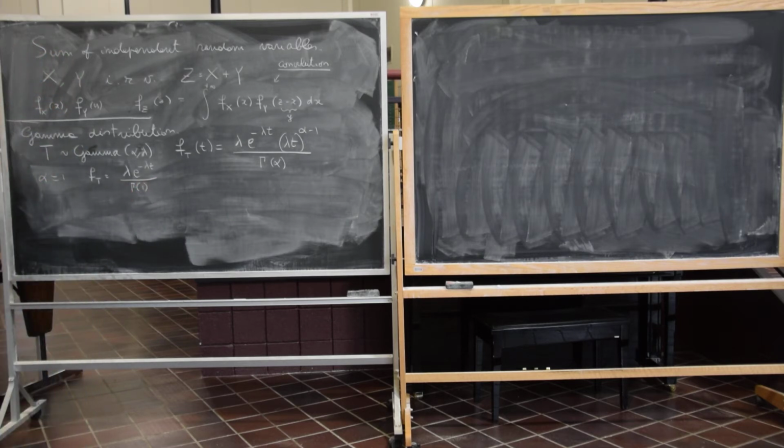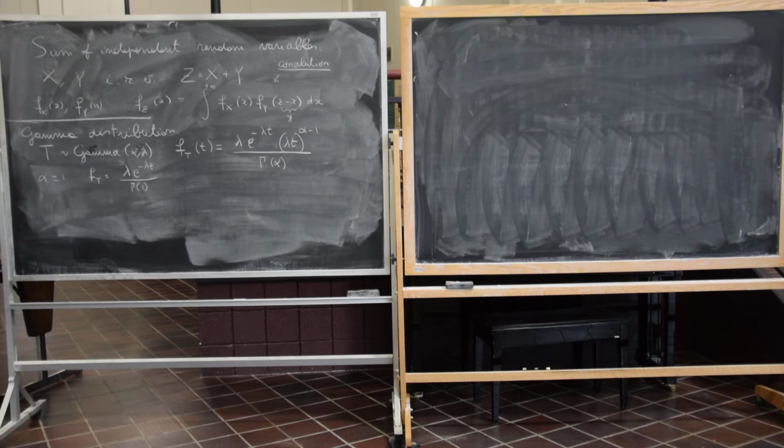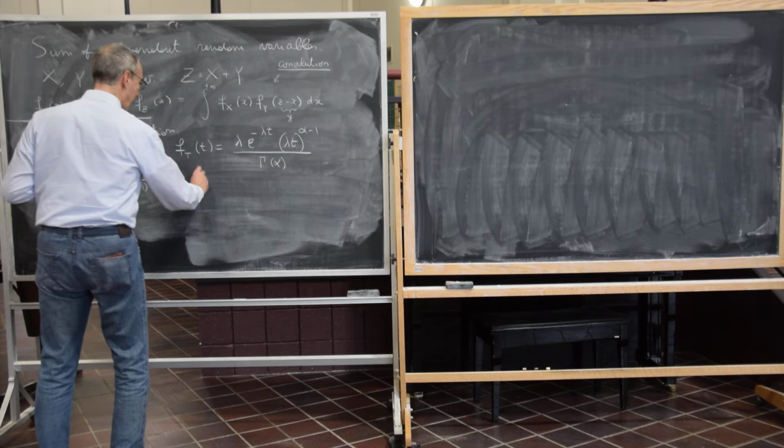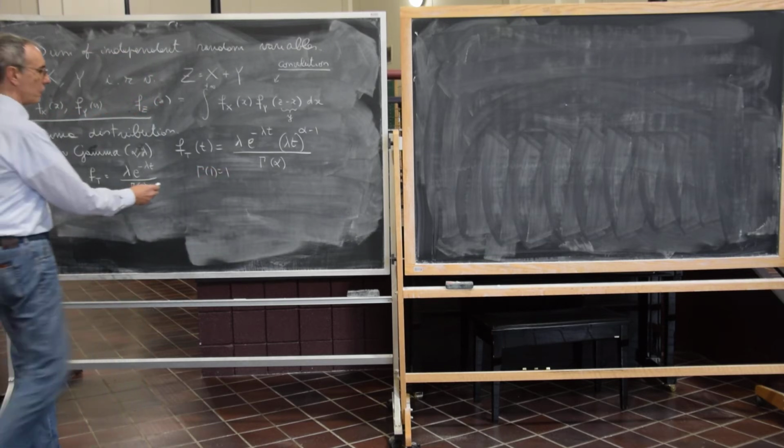This function is the gamma function, but what is this gamma function? Well, consider the following thing. This is a probability density, so it must be integrated to 1. Indeed, the numerator integrates to 1 already. And so basically this gamma of 1, in this case, is 1, right?